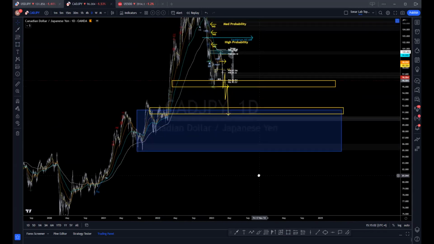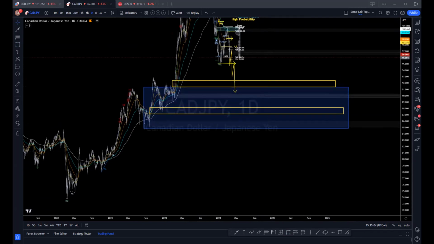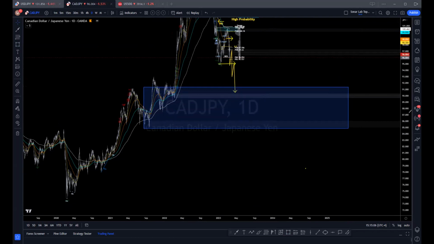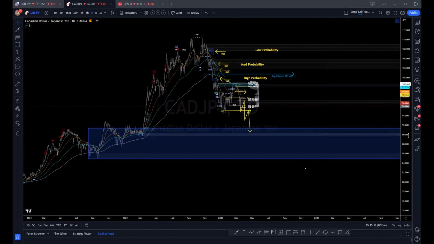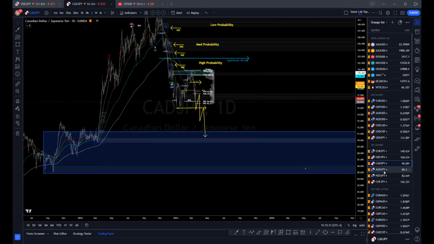Right, anywhere in this area is when I'll be looking to buy. Okay, so CAD yen, looking for that to play out. Let's go to the next yen pair, AUD yen.